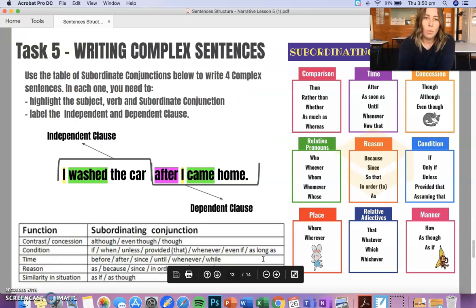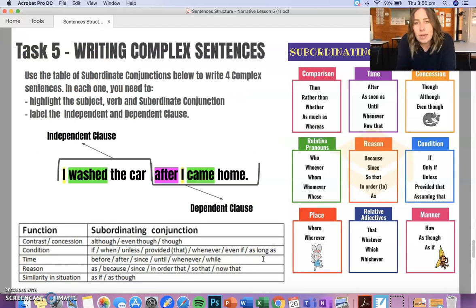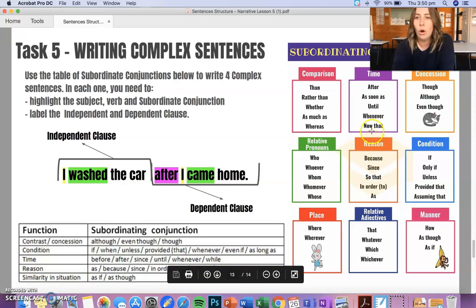What I want you to do now is try writing 3 complex sentences. For each one, just like we did on the last activity, I want you to highlight the subject and the verb, but this time I want you to highlight the subordinating conjunction as well, and label your independent and your dependent clause. To help you with this activity, I've given you a whole bunch of subordinating conjunction examples here. You've got all of these ones in this section, and all of these ones down here. Just pause the video now and have a crack at task number 5.